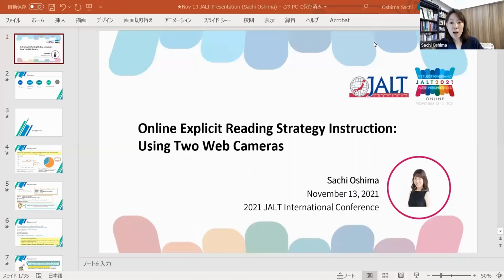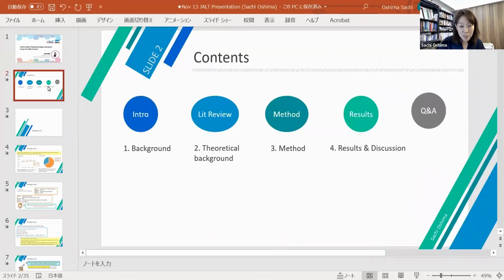Thank you very much for introducing, Yui-san. Okay, so I would like to share my slide. My name is Sachi Oshima, and I'm a research fellow at Tsuda University. I'm also working for several universities located in the Tokyo area as a part-time lecturer. Today, the title is Online Explicit Reading Strategy Instruction using 2-web camera. And the contents of my presentation is here.